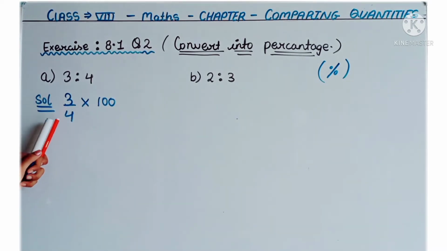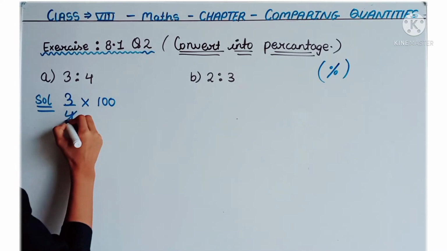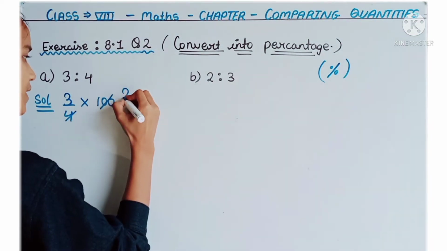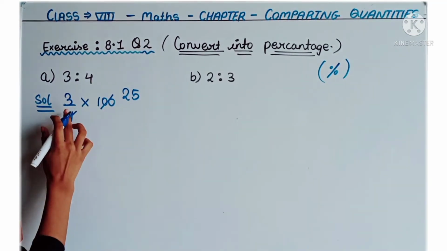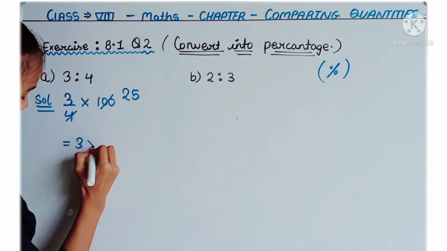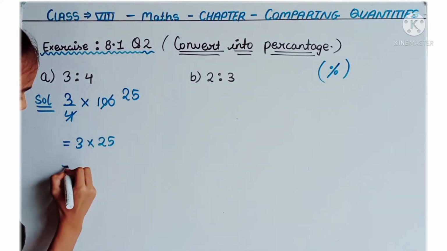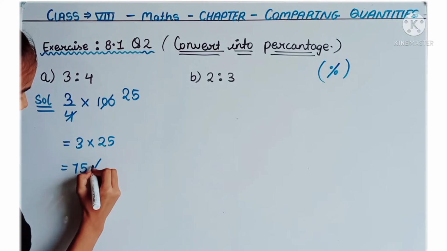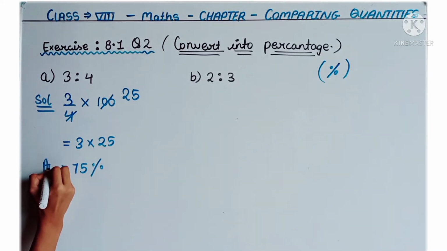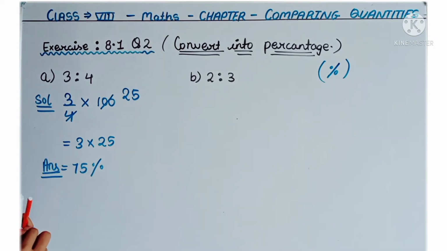So now we will solve it. 3/4 into 100. So 4 and 100 will be solved; 4 25s are 100. So 3 into 25. We get 3 into 25 is equal to 75%. We will put the percent sign at the end of the answer. So here we have to do nothing. The concept is so clear: you have to just change the ratio into fractional form, multiply by 100 and then solve it. So you get the answer.